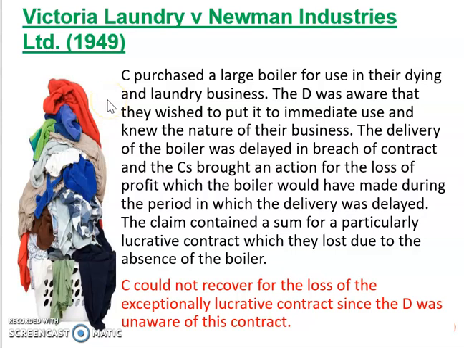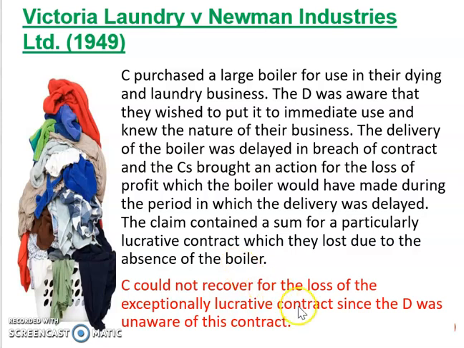The delivery of the boiler was delayed, and the claimants brought an action for loss of profit, and the claim also contained a sum for a particularly lucrative contract. Now, in this case, the claimant could claim damages for the normal loss of profits because the defendant was aware of the normal nature of their business, but they were not able to claim for the losses relating to this lucrative contract because the defendant had no idea that this lucrative contract existed.